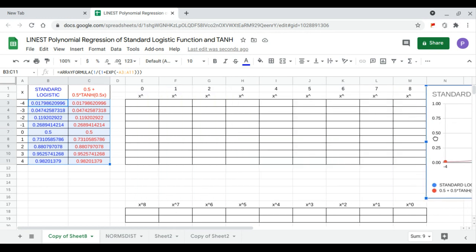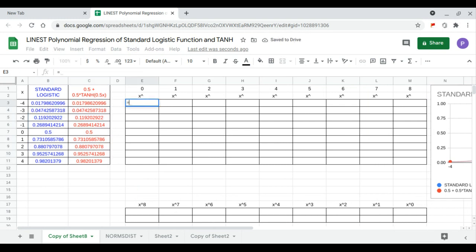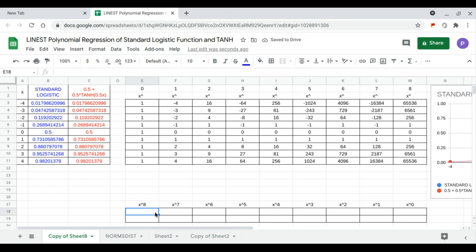To do that, we complete the LINEST polynomial matrix. So this is equal to array formula of the x values raised to the power 0 to 8. Now we can calculate LINEST. LINEST data y and data x.